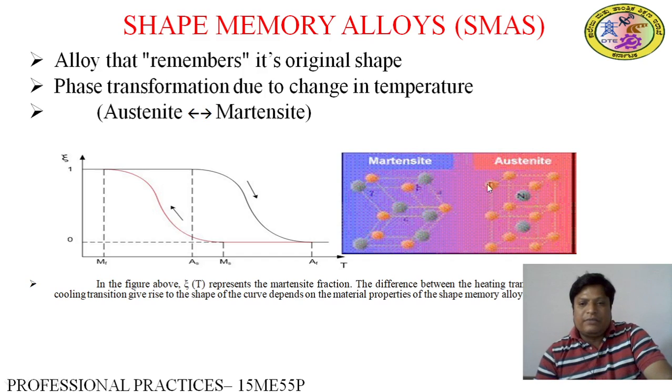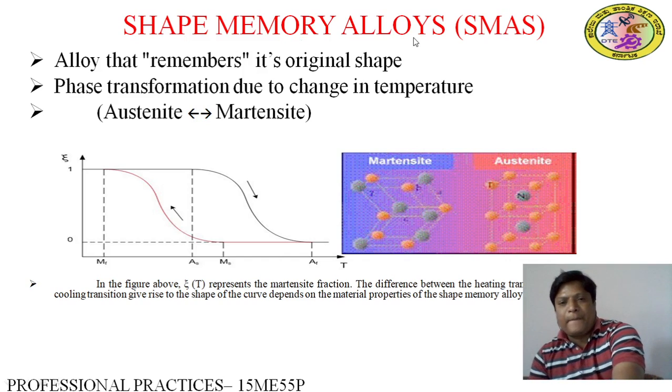Here, the original shape of the material is the molecular structure in austenite. It changes when the temperature increases, and the phase is transformed to martensite. Then during cooling, or whenever a temperature difference occurs, it regains its original positions. Therefore we call it a shape memory alloy.